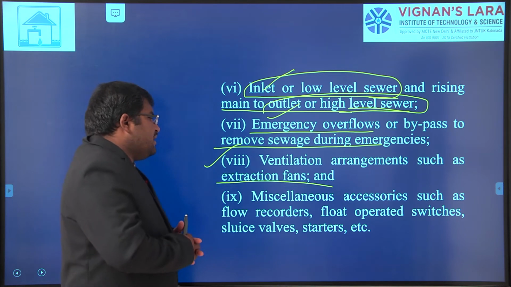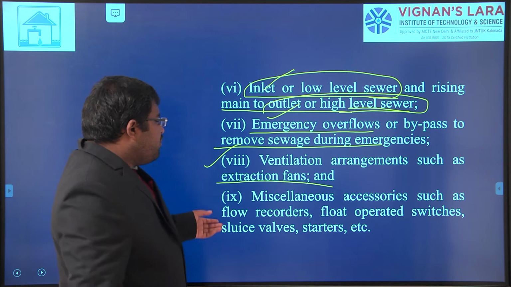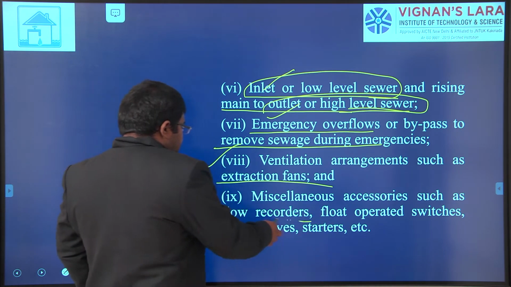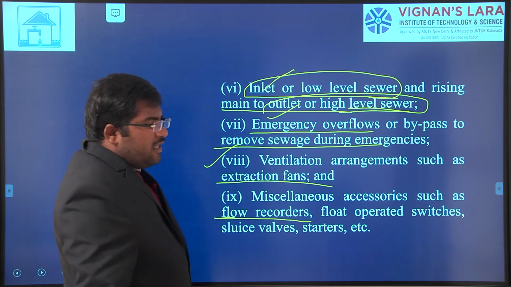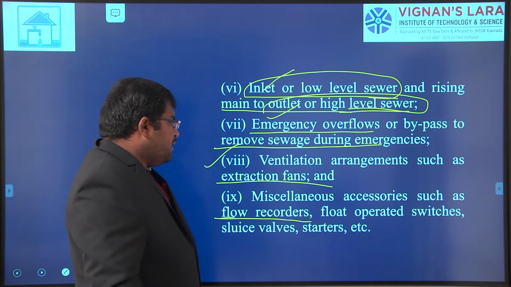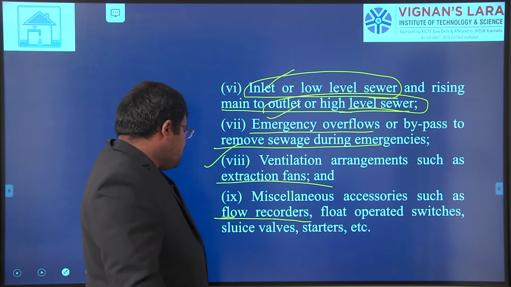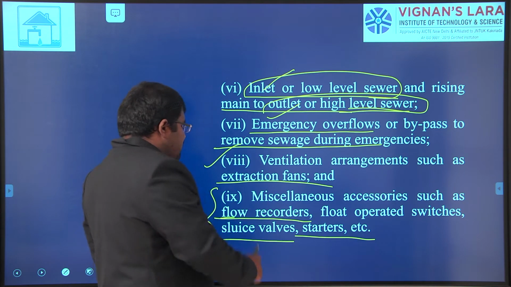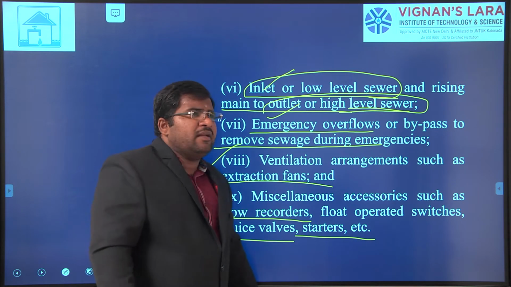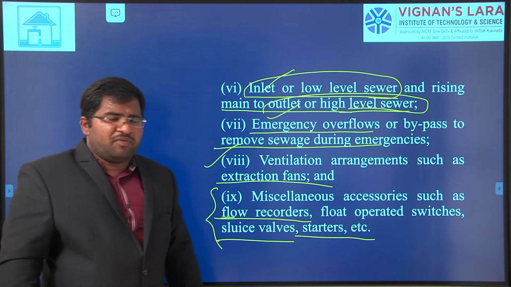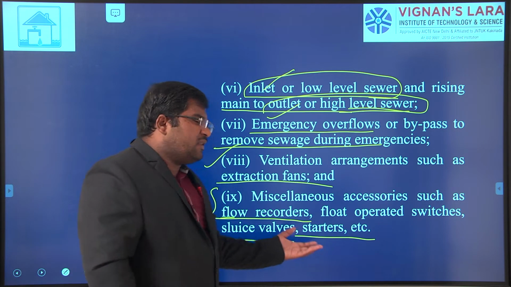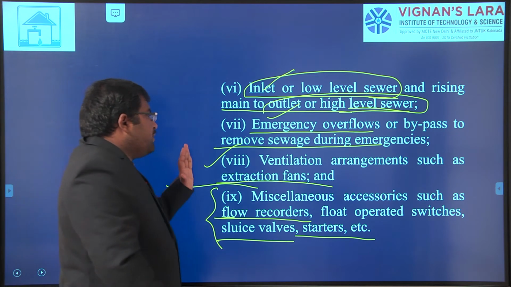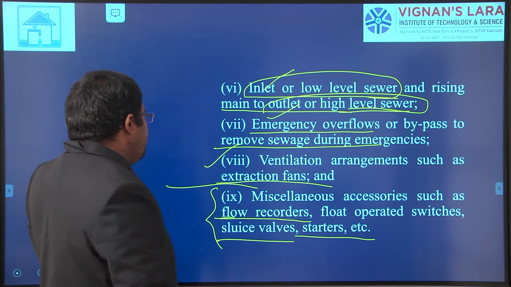Next, machineries and accessories such as flow recorders. A flow recorder measures how much flow is coming in and how much is going out through the pumping. Float operated switches, sluice valves, and other accessories may be used according to your purpose. If necessary, we will go up to this, up to 8. These should be there for the pumping station.